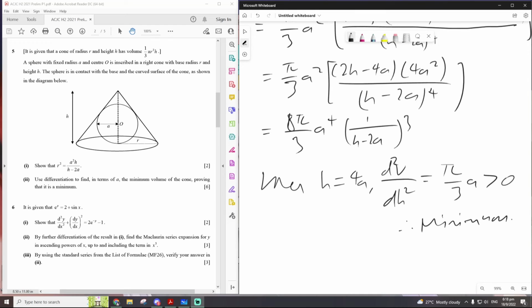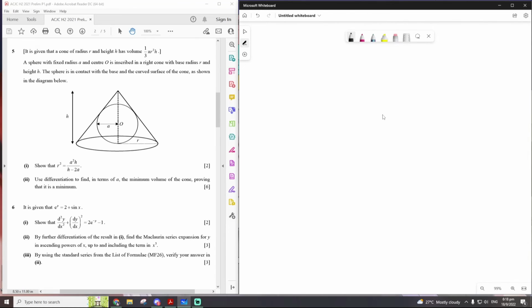Okay, let's go on to the last question for today. The last question will be question 6, which is a Maclaurin's series question. We are given, let me write down the question. e power y equals 2 plus sine x. Of course, we want to make y the subject. You can do that. y equals ln of 2 plus sine x. And we'll need this for later, so let me just write that down there.